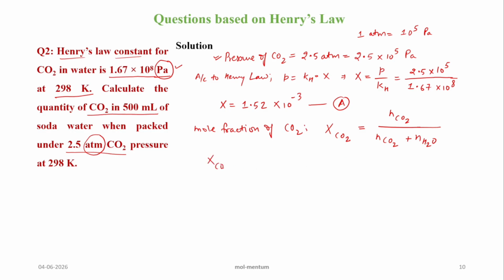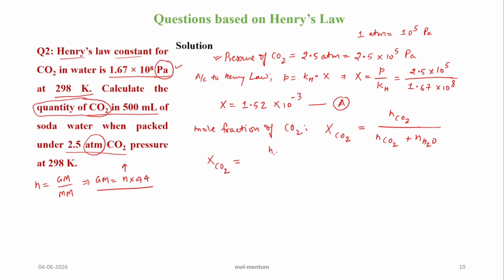So I can write mole fraction of CO2 is equal to number of moles of CO2. So this I have to calculate, because we know the formula. Ultimately, what we need to calculate is the quantity of CO2. To calculate the quantity of CO2, what is the formula of number of moles? Number of moles is equal to given mass by molar mass. Molar mass of CO2 is 44. That means given mass can be calculated if I multiply number of moles by 44. So that is why I am calculating number of moles.